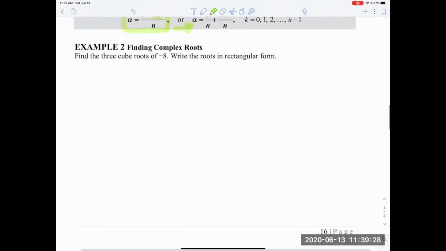So let's go back to our problem right here. In our case, we're going to have the cube root of negative 8, but they ask you for the 3 cube roots. And the question is, why 3? Well, why not 2? Right? Because, for example, 8 can be written as 2 times 2 times 2, which is 2 to the 3rd power.